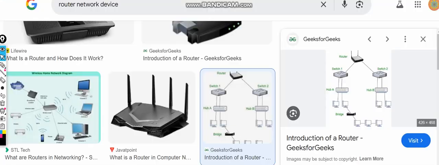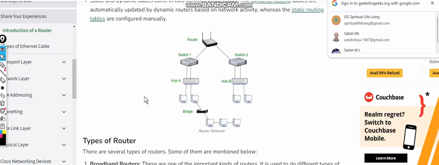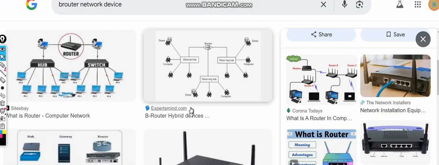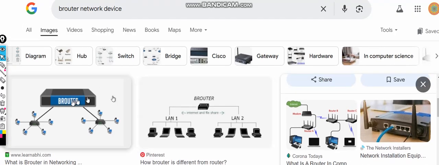We just saw that the bridge here is connected to the router via a hub and switch. So let us see what is a B router. A B router combines the functions of both a bridge and a router. That is a B router.